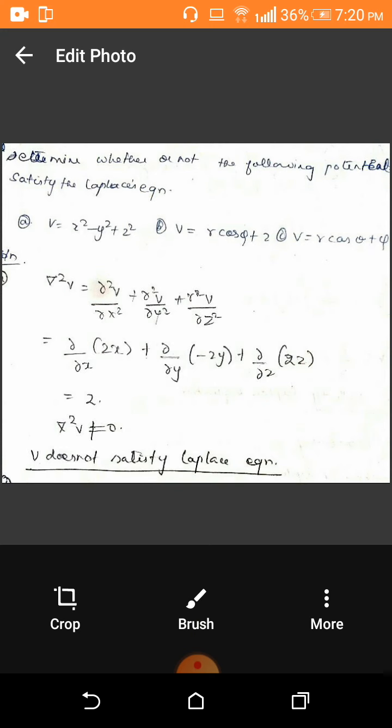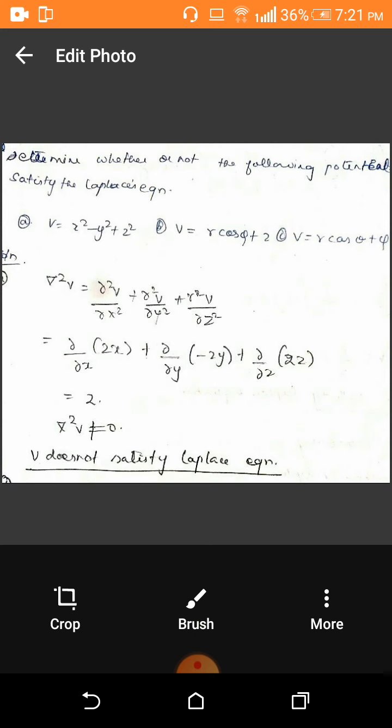So for this equation, we have to satisfy the Laplace equation. So for that, we have to find del square V. So del square V will be equal to dou square V by dou x square plus dou square V by dou y square plus dou square V by dou z square. We are going to differentiate the V term with respect to x, y and z respectively. So first I have finished.